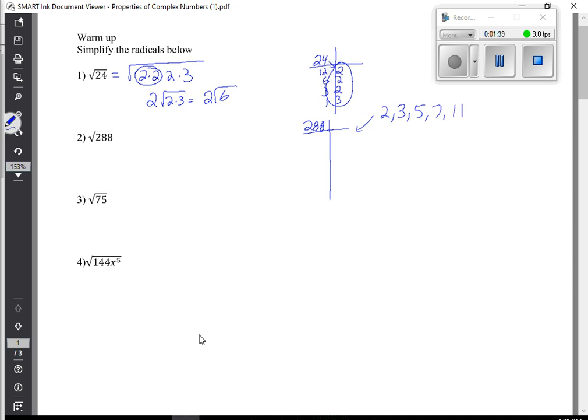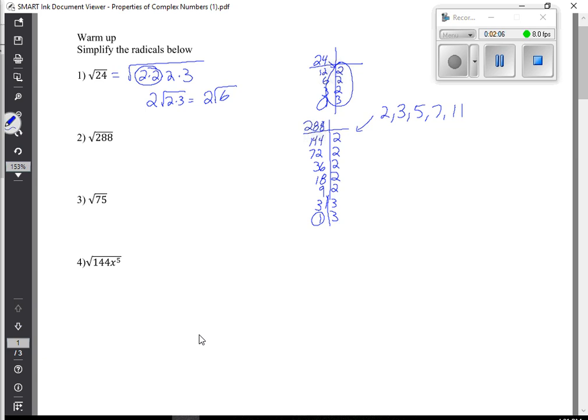So I do 288 divided by 2 is 144. 144 divided by 2 is 72. 72 divided by 2, I can divide that. That gets 36. 36 divided by 2 is 18. 18 divided by 2 is 9. 9, 2 doesn't go into 9, but 3 goes into 9 3 times, and then 3 goes into 3 1 time. You always end with 1.